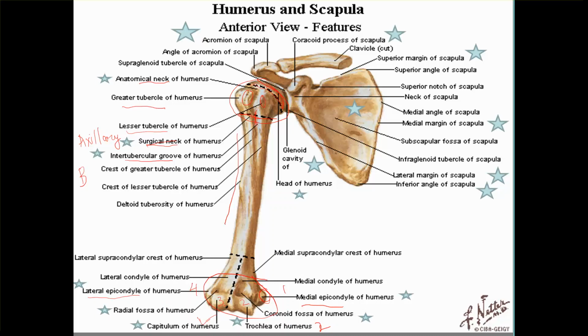Okay. Now coming to fossas. Just above the trochlea, look for a fossa. A fossa is again like a small depression. This is called the coronoid fossa. Above the capitulum, it is the radial fossa. There is one more fossa in the posterior aspect. It is called the olecranon fossa. Okay, so let's move on.